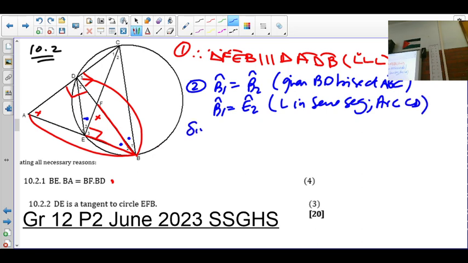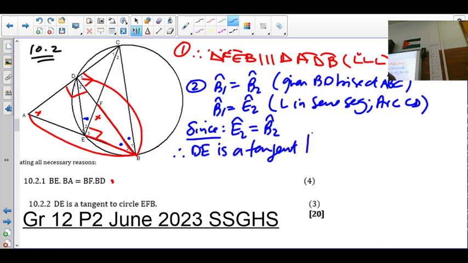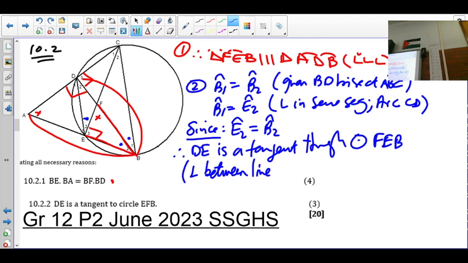So, since we're now stating the obvious, since E2 is equal to B2, therefore DE is a tangent to circle FEB. Why? You can either write converse of tan chord theorem, or angle between line and chord equals angle in the alternate segment.